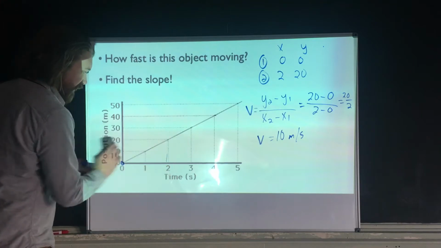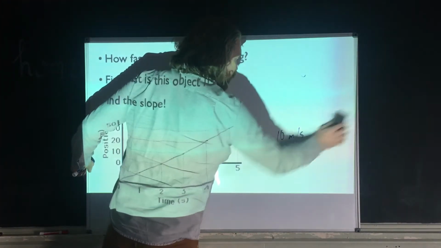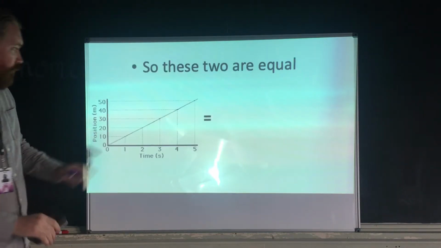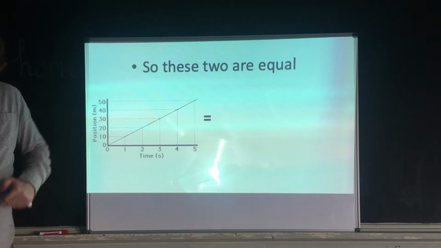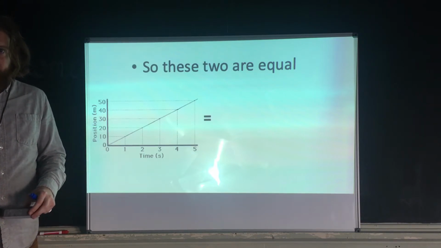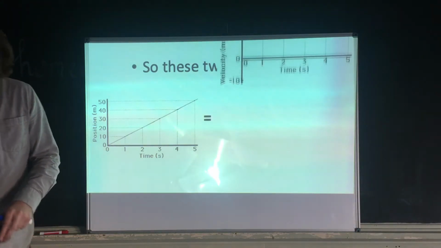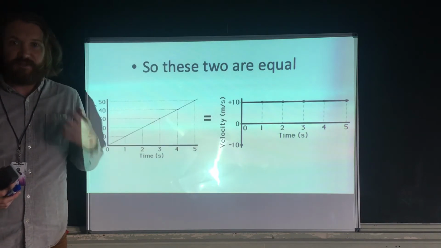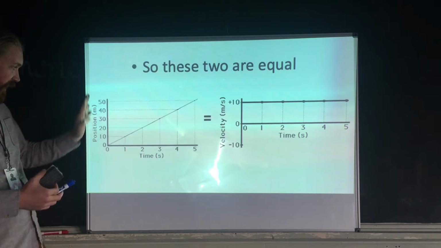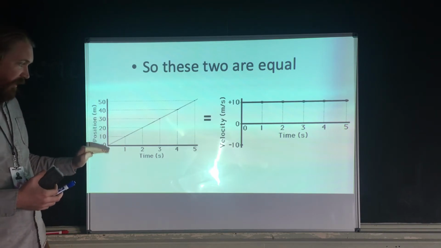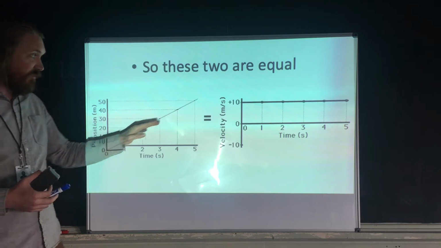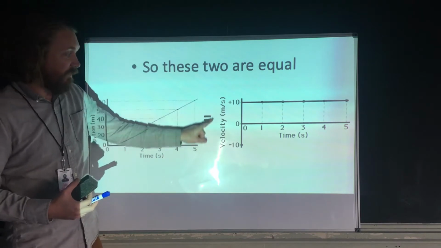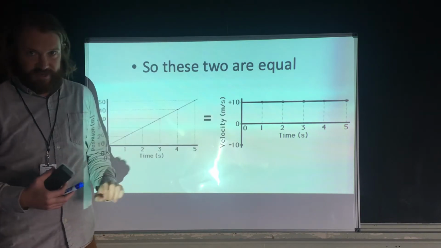But what I want you guys to see now is that so far we've only looked at one type of graph. So far, all we've been looking at are position versus time graphs. And today we're going to introduce a new type of graph, okay? This is called a velocity time graph. And what I want you to see is that these two graphs are telling me the same thing, okay? This one has position on the y-axis, and time on the x, which means the slope of this line is my velocity. Well, this graph has velocity now, meters per second on the y-axis, okay?